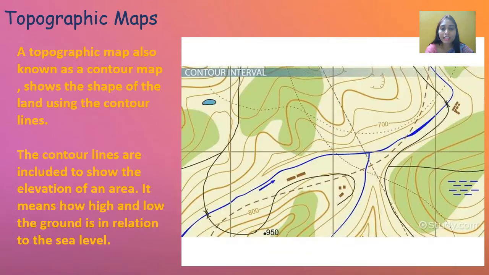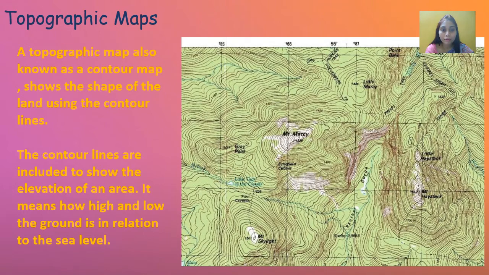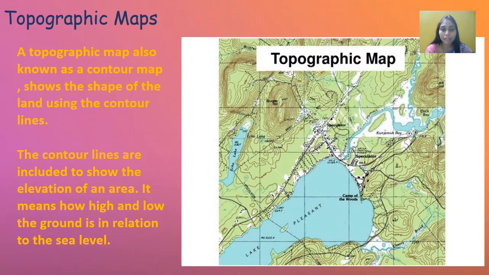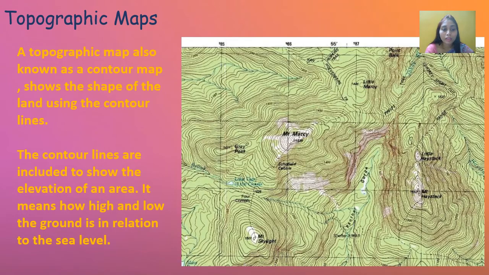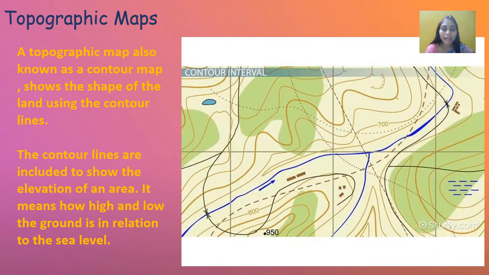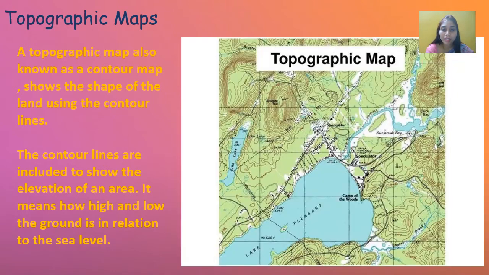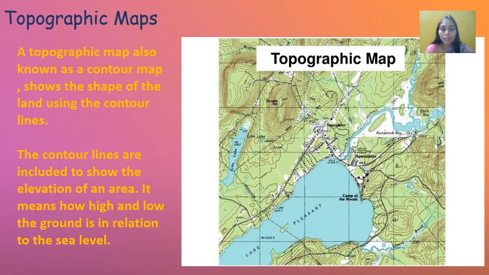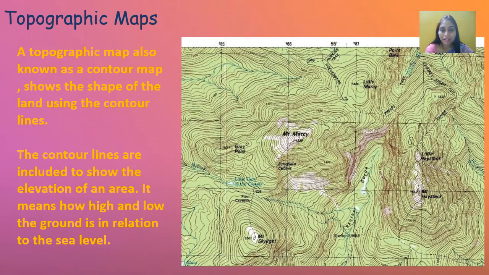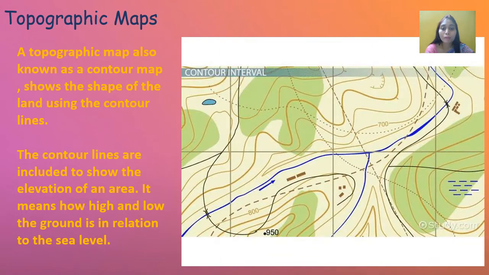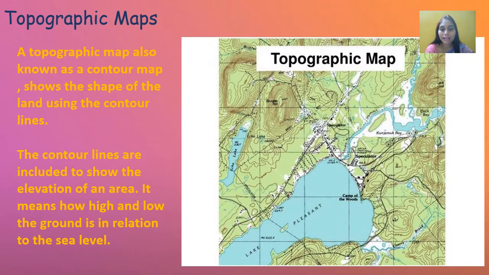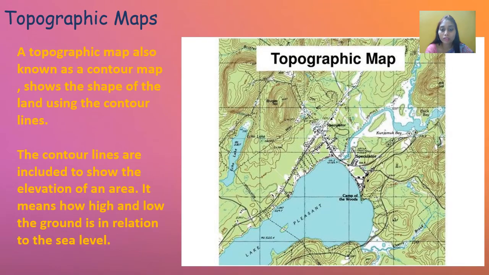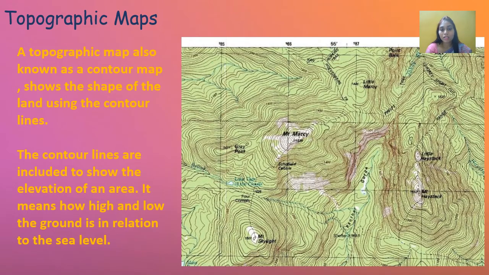So the contour lines are included on the topographic map to show the elevation of an area. Elevation means the height of a particular area. In other words, it means how high and how low the ground is in relation to the sea level. So topographic maps always show the shape of the land with the help of contour lines. These contour lines help us to know about the elevation, how high and how low the ground is in relation to the sea level.